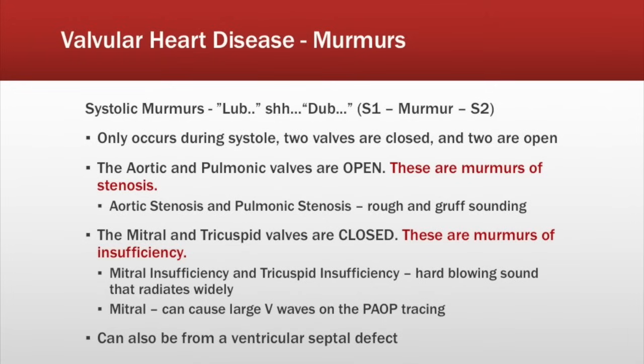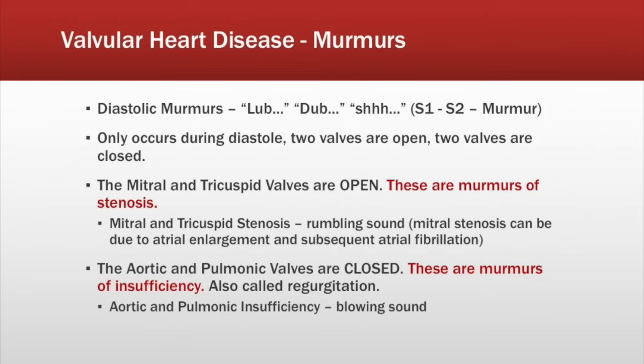The systolic murmur can also be from a ventricular septal defect, which can be congenital, or it can occur in acute MI. So be aware of that. The diastolic murmur is the murmur after the S2 sound. So it sounds like lub-dub-sh, lub-dub-sh. This only occurs during diastole while 2 valves are open and again 2 valves are closed.